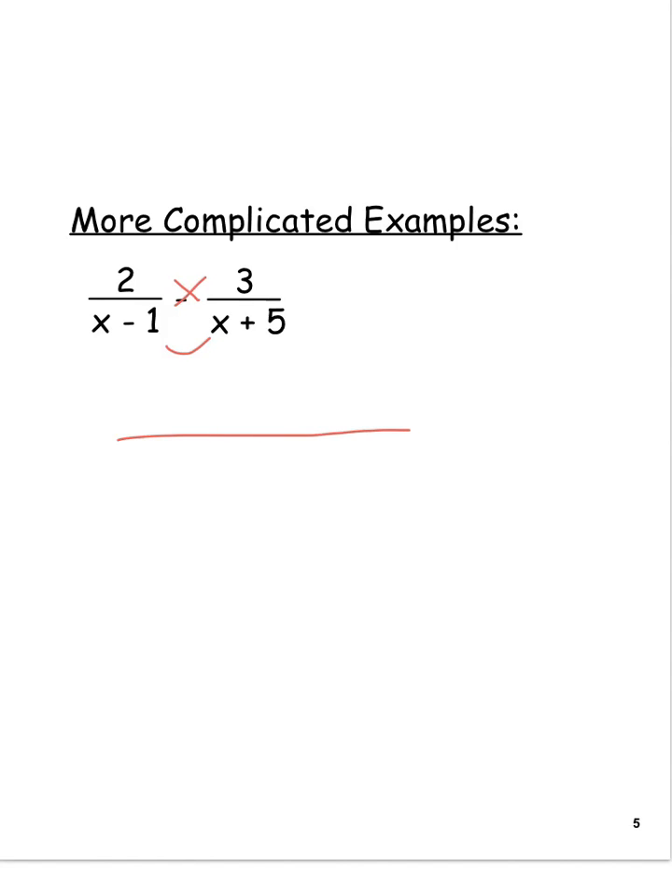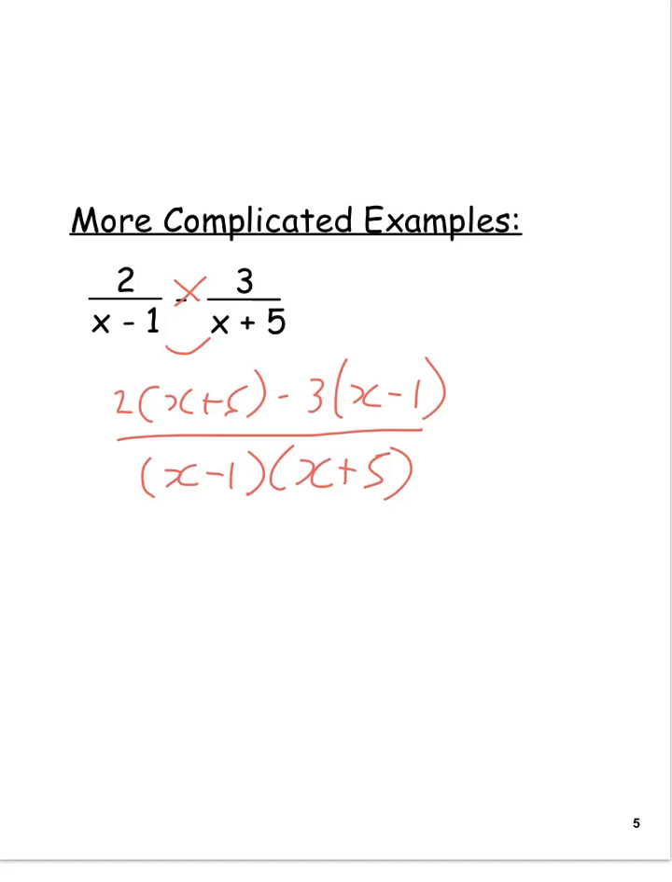For the bottom of the fraction, I need to multiply together x minus 1 times x plus 5. For the top two parts, I need to do 2 multiplied by x plus 5, and take away, because there's a takeaway sign in between these two fractions, take away 3 times x minus 1.